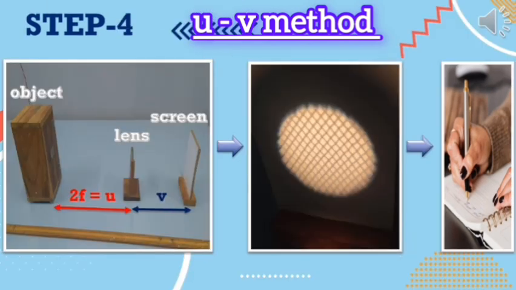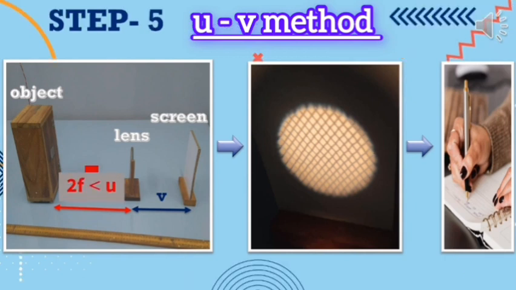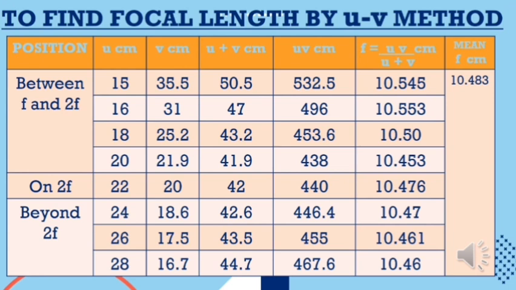Then adjust the distance between the object and lens to 2f and note the readings by the way measured in step 3. After taking the reading at 2f, adjust the distance between the object and lens to some values beyond 2f and note the readings by the way measured in step 3. Tabulate the noted readings to find out the focal length of the convex lens by UV method.